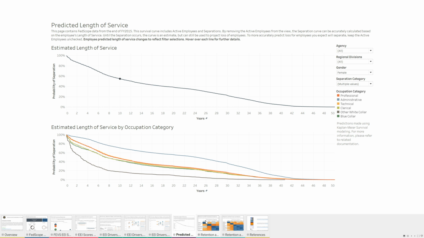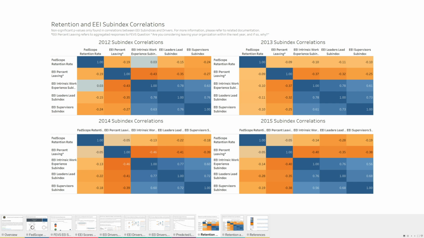Then we're going to look a little bit into the correlation matrices. These in particular are sub-index correlation matrices from the past few years. It includes retention rates and the engagement score as well, so you can make those direct comparisons. If you remember what the sub-index is, let's go back to my VETS example. They were pretty happy with their direct supervisors. They were happy with their work experience, not so happy with their leadership. Might want to look into that.